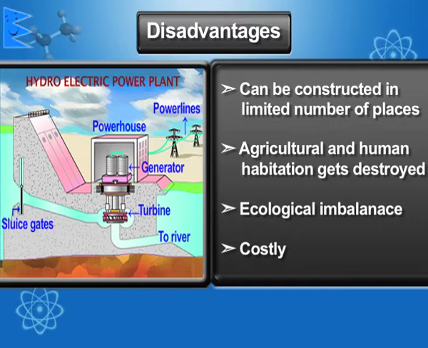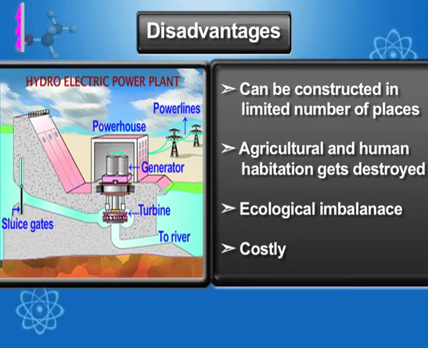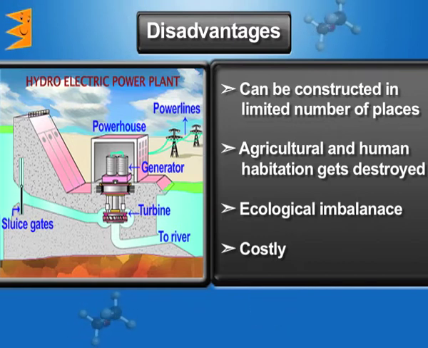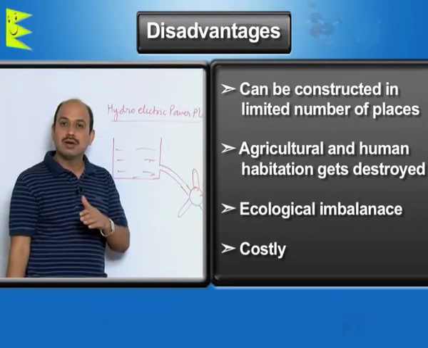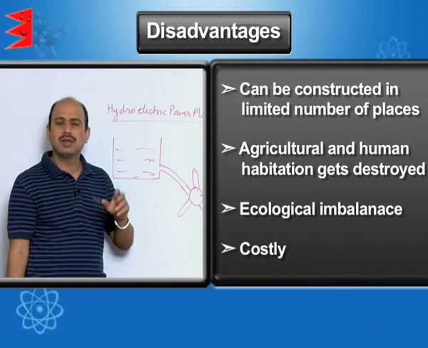Disadvantages means when you construct dams, a large area gets submerged underwater, and an environmental problem arises, and because of that ecological imbalance gets created. And another one, constructing a dam is very costly, and if dams are constructed along the river, flora and fauna also get disturbed, and so there are many ecological imbalances created.